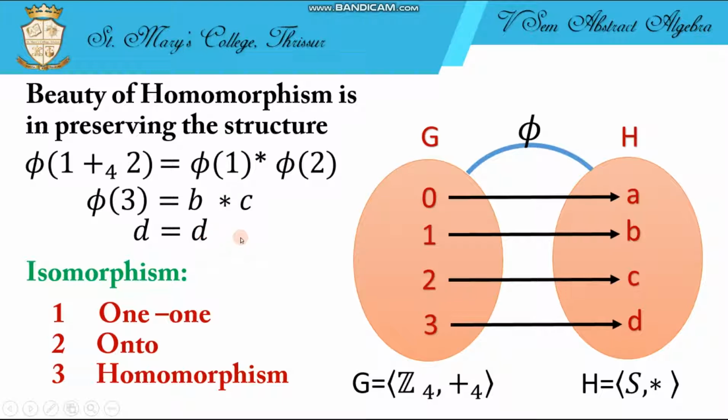Homomorphism is that property which adds structural perfection to algebraic structures. Without that, we cannot define and go on with a deep study of the different types of algebraic structures. So 0 is mapped to A, 1 is mapped to B, like that.